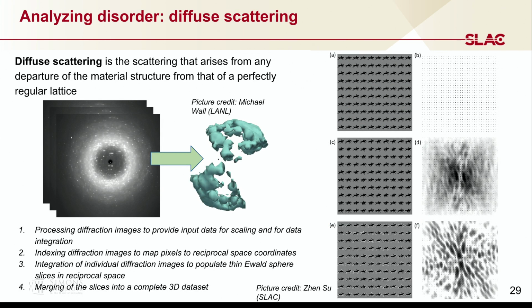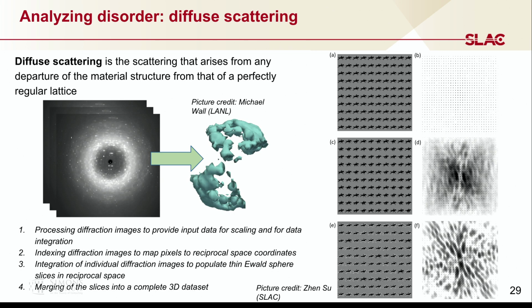Another algorithm that we are developing within the ExaFEL project is diffuse scattering, which is the scattering that comes from any departure of a material structure from that of a perfect lattice. This is a picture that we have been developing to show what it means to have a diffuse scattering perturbation to the perfect lattice.